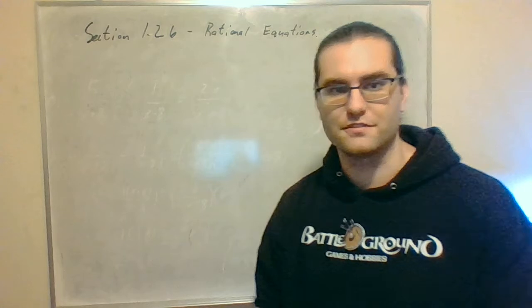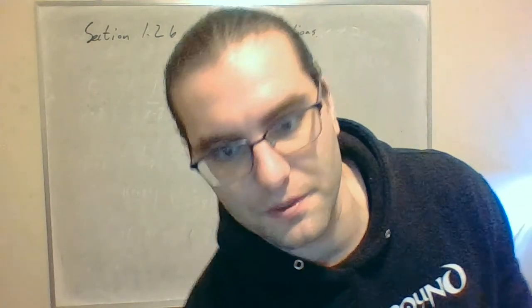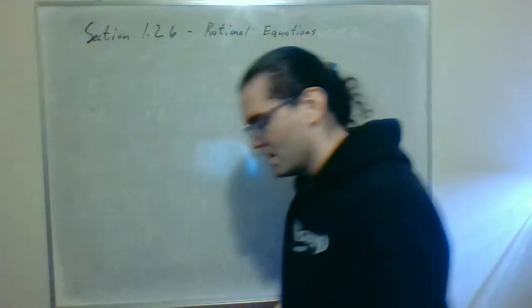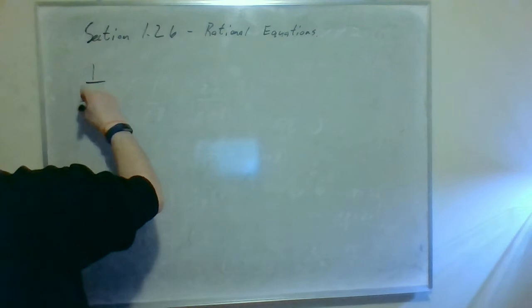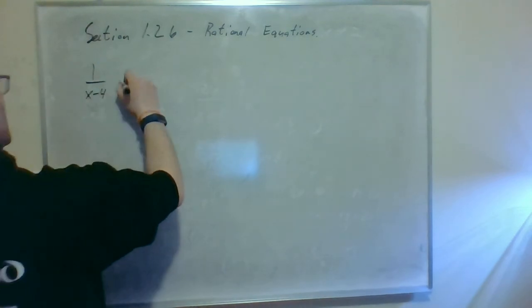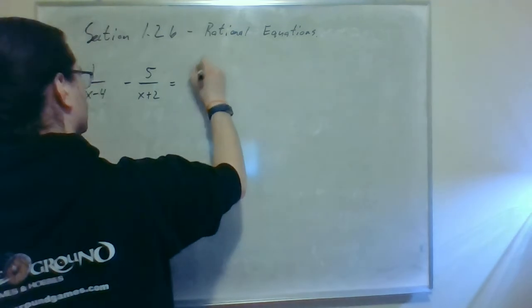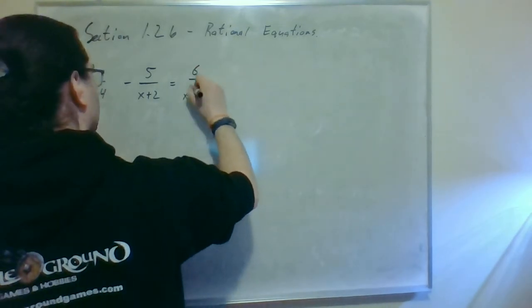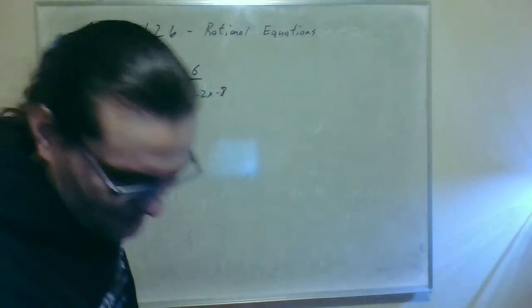We're at 15 minutes so far. So I think I can do this last problem in 5 minutes and then be done. Okay, the last problem is 1 over x minus 4 minus 5 over x plus 2 equals 6 over x squared minus 2x, excuse me, minus 8.